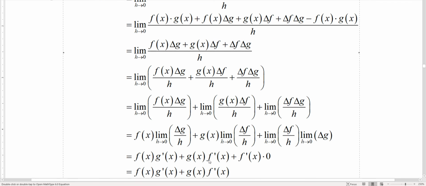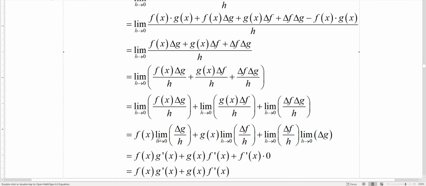But wait a minute. This right here is another way of saying g prime. This is another way of saying f prime, and there's another f prime. But that limit is 0. 0 times f prime is just 0. So that last term goes away.